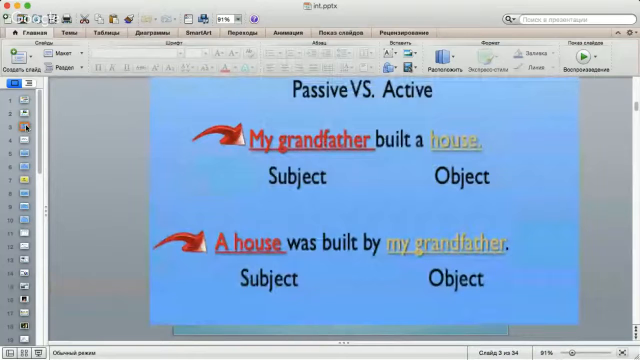Okay, let's have a look at some other examples. So, my grandfather, which is a subject, built a house, and a house is an object. So, what happens to this very sentence if we transform it into the passive variant? So, house, which is an object, goes to the first position. So, a house was built by my grandfather.